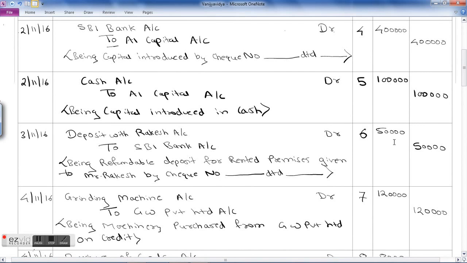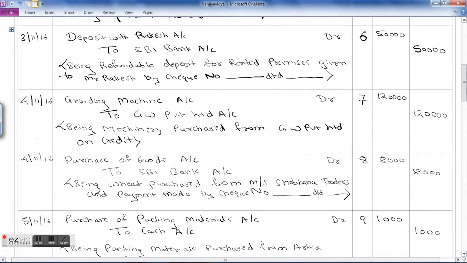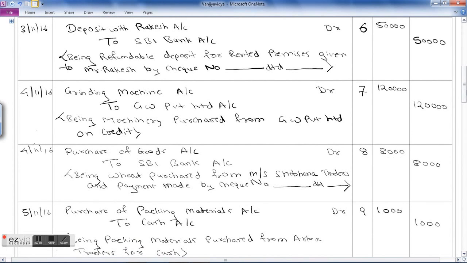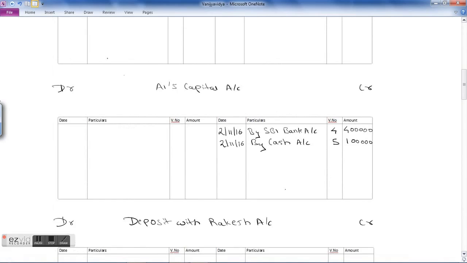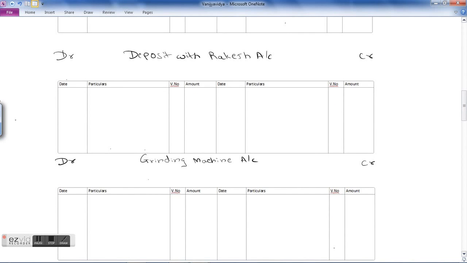Okay, now the next entry is deposit with Rakesh account debit to SBI bank account. Entry number 6, and amount is rupees 50,000. Okay, so what we'll do is we'll post this entry in deposit with Rakesh account. First you give debit effect, then you give credit effect. Do it systematically so that you don't mess up.